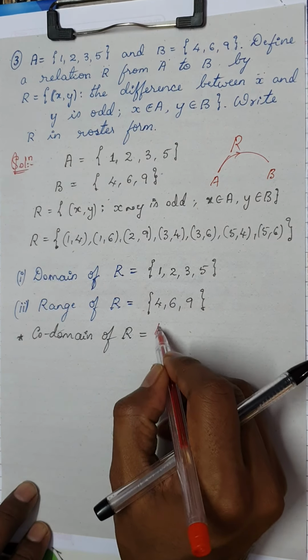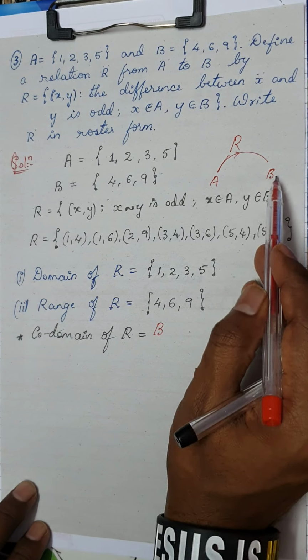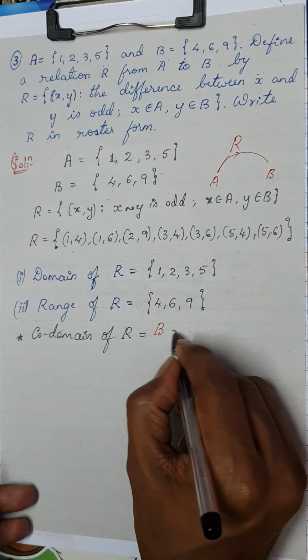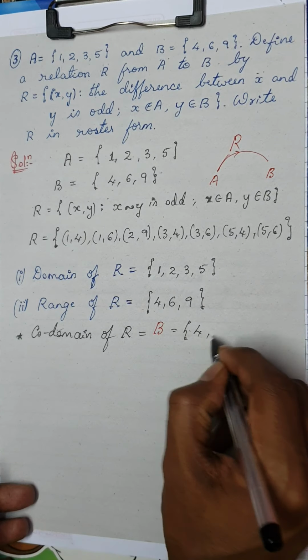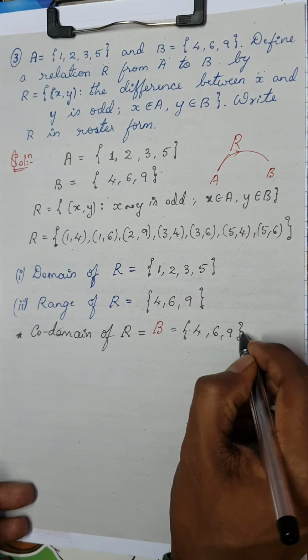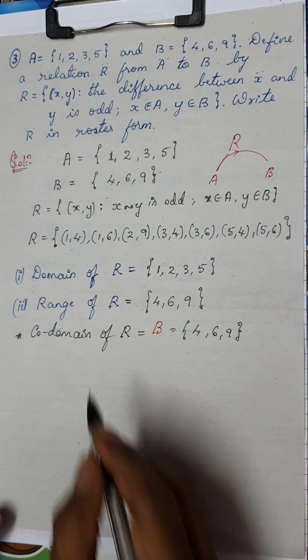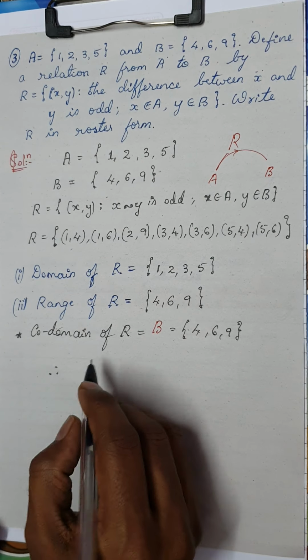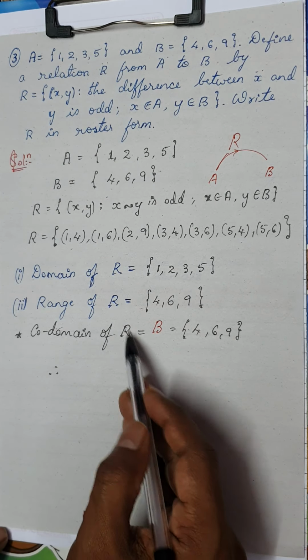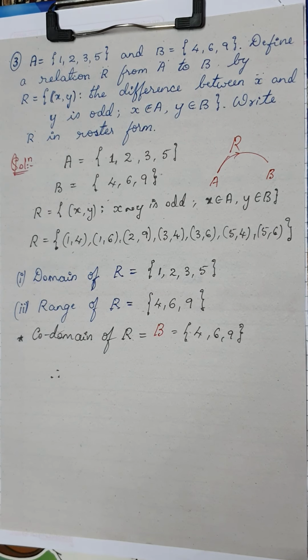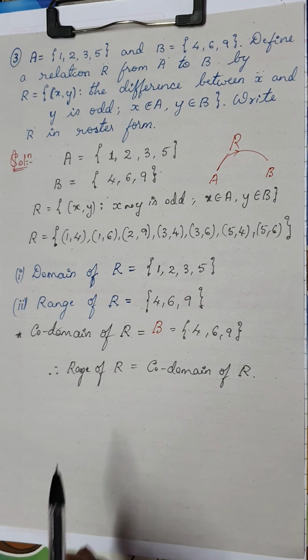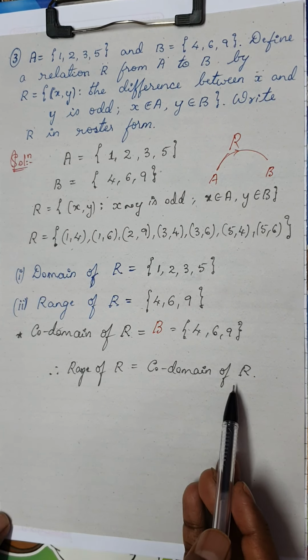Please note it down. Codomain is the second set on which you are taking the relation, which is B here. So what is the set B? If you want, you can take this as 4, 6, 9. Okay, in future we will need this. Therefore, you can write that the range and codomain of the relation are the same. So the conclusion is range of R is equal to codomain of R.